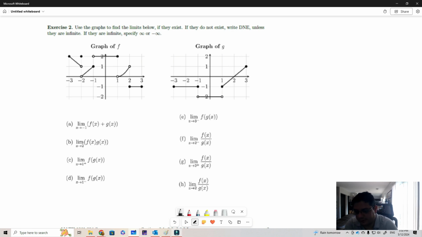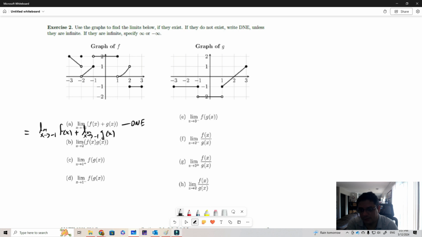Notice that, for example, for any operation, the limit of the operation exists if and only if the individual limit exists. So, for example, here we have limit when x goes to minus 1 of f of x plus limit when x goes to minus 1 of g of x. And this will exist if and only if each of the individual limits exists. But as you notice, minus 1 is a specific point where both in f and in g, the limit does not exist. Why? Because the limit on the right side is different from the limit on the left side.